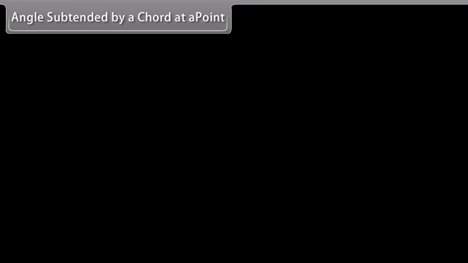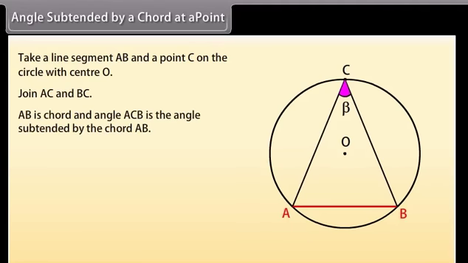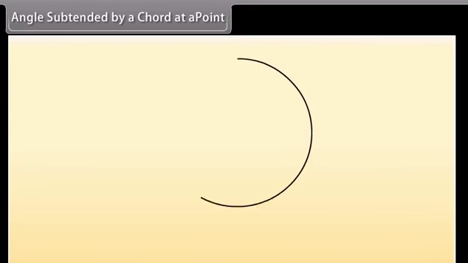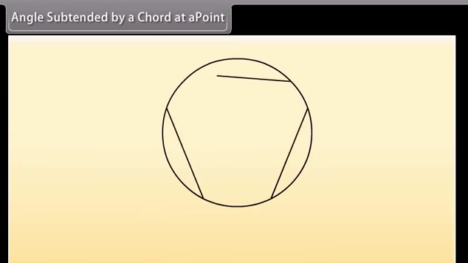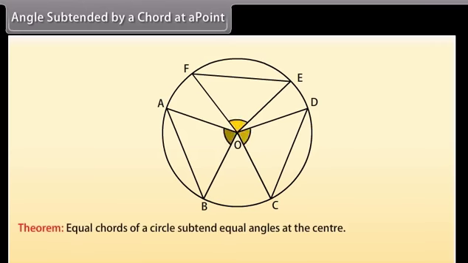Angle subtended by a chord at a point. Take a line segment AB and a point C on the circle with center O. Join AC and BC. Here AB is a chord and angle ACB is the angle subtended by the chord AB. Also, angle AOB is the angle subtended by chord AB at the center. If we draw two or more equal chords of a circle and measure the angles subtended by them at the center, then we will find that the angles subtended by them at the center are equal. This relation gives us the theorem which says that equal chords of a circle subtend equal angles at the center.